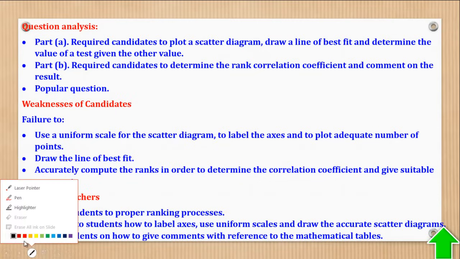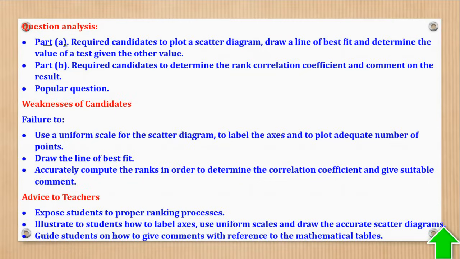Okay, so question analysis. Part A required candidates to plot a scatter diagram, draw the line of best fit, and determine the value of a test given the other value. Part B required candidates to determine the rank correlation coefficient and comment on the result. It was a popular question, meaning it was attempted by many.